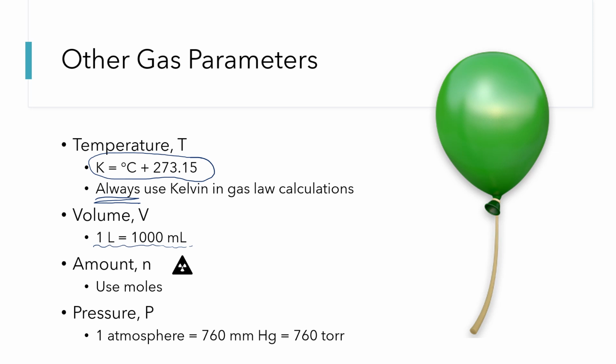For the amount of gas, well, in the lab, we'll most commonly measure that amount in terms of grams. So in order to get it into moles, which is what the ideal gas law calls for, you're going to have to use a conversion factor. 1 mole is equivalent to the molar mass in grams. So basically, if you're given the amount in grams and you need moles, you're going to divide the given amount by the molar mass. And then last but not least, pressure. In some of our gas laws, you have to use atmospheres, and in others, it doesn't matter as long as you use the same units on both sides of the equation.